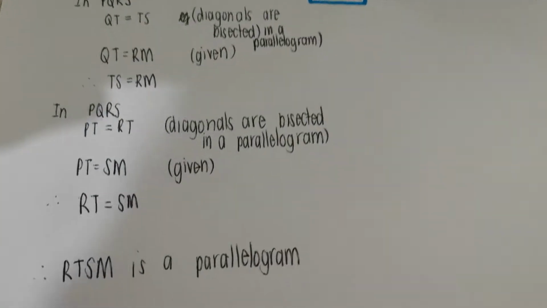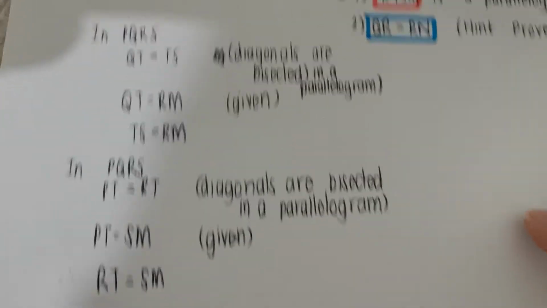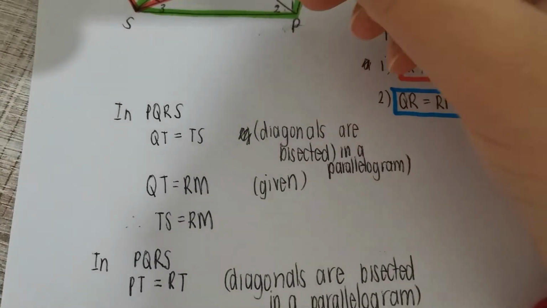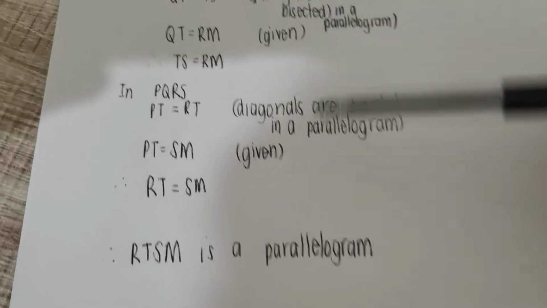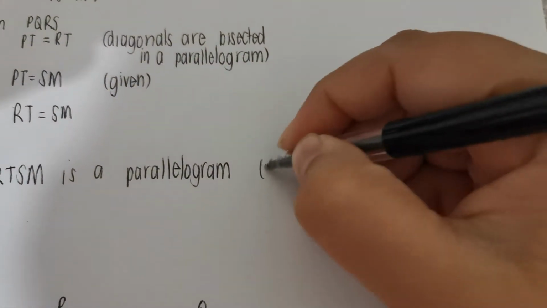Okay, how do we know that RTSM is a parallelogram? The reason for this is because we proved this and this are equal, this and this are equal, which is exactly what I wrote down over here and explained to you earlier. Okay.